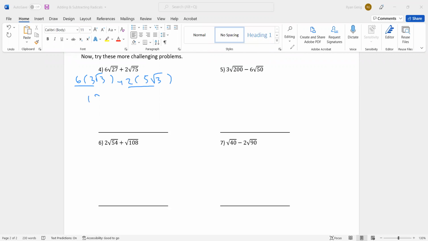So 6 and 3 is 18 radical 3. 2 and 5 is 10 radical 3. Now I can add those together. 18 and 10 is 28 radical 3. Number 5.